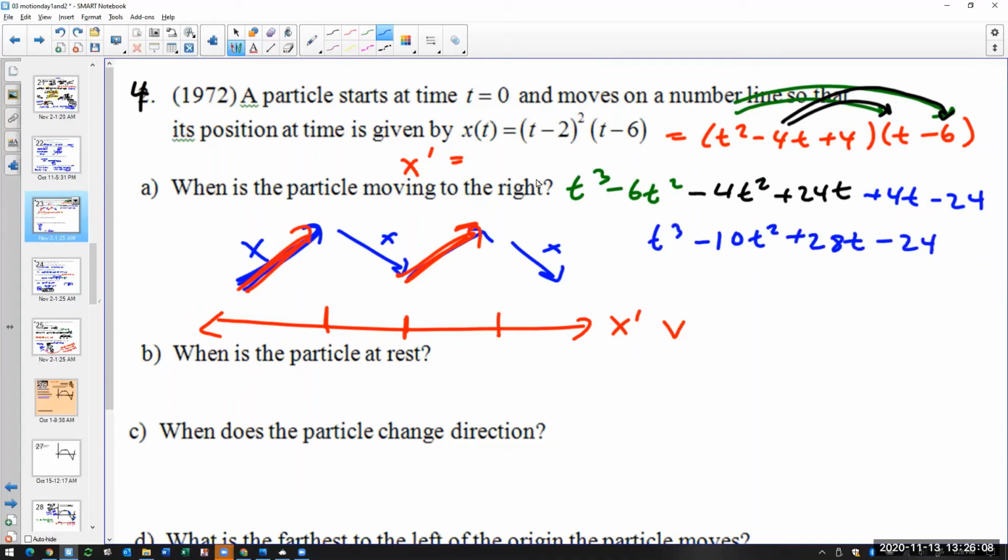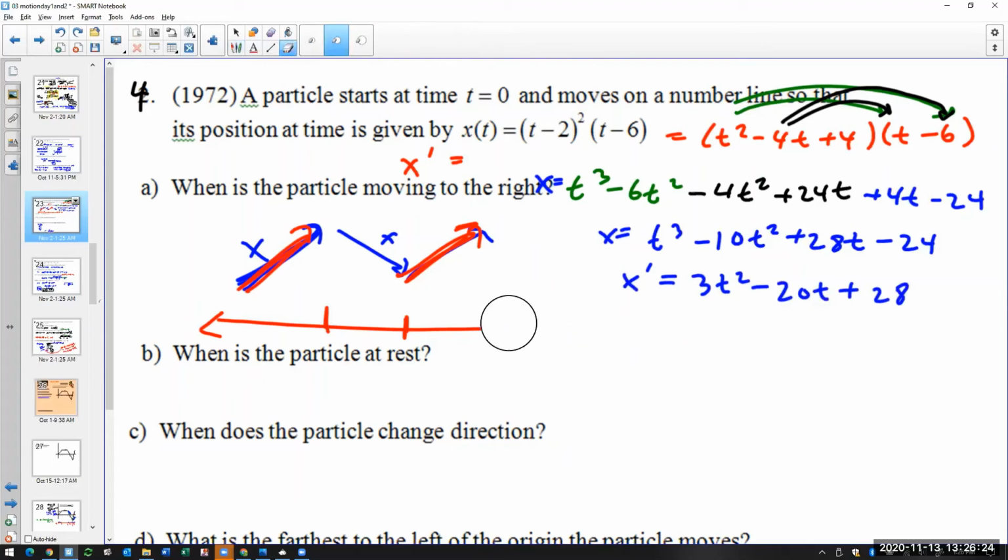And that's still your x. So this is x equals. And let me get my derivative. My derivative will be x prime. X prime will be 3t squared minus 20t plus 28, right? That's x prime. And then you need an x prime number line.